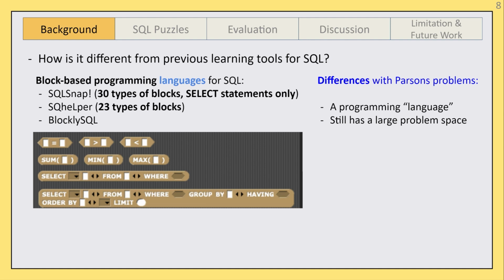On the other side, block-based programming usually has a very large problem space. For example, SQL Snap has 30 types of blocks while it only supports one type of statement, which is the select statement. And SQL Helper has 23 types of blocks. The picture on the left shows an example of some of the available blocks provided in SQL Snap.